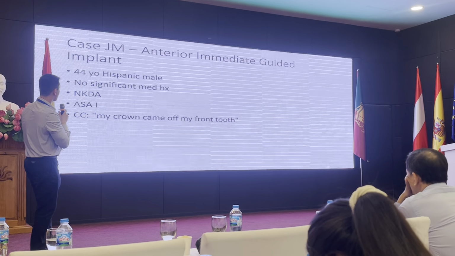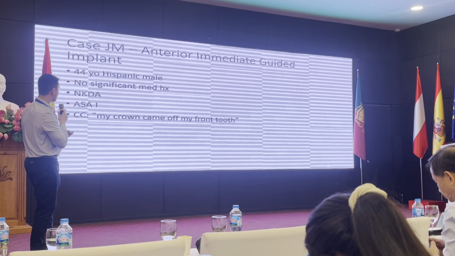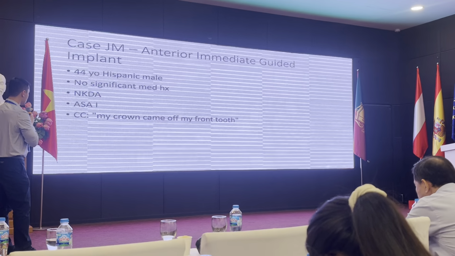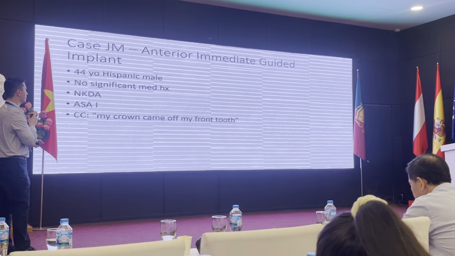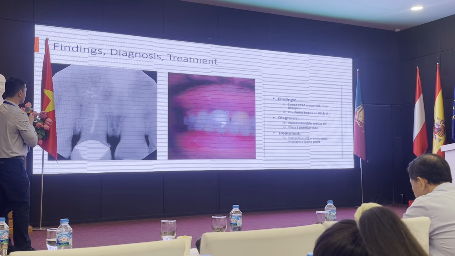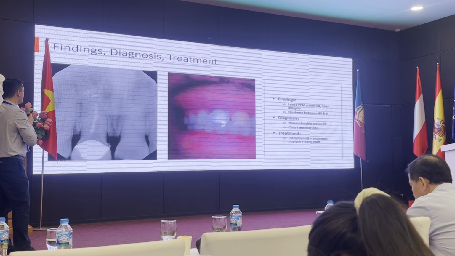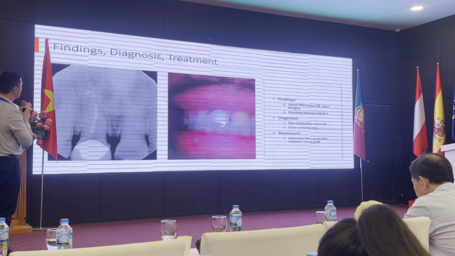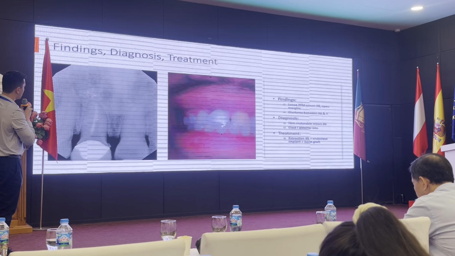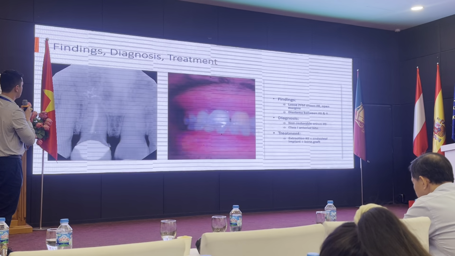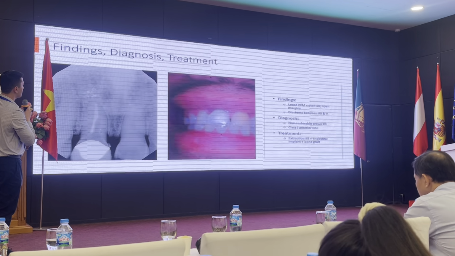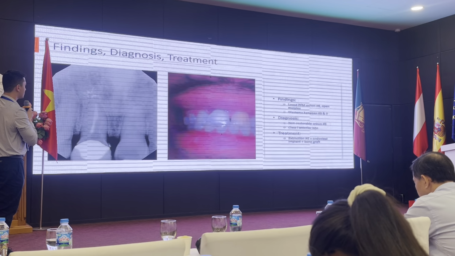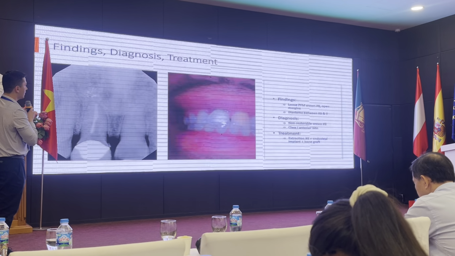This one is for an anterior front tooth. A 44-year-old Hispanic male, no medical history, no allergies, his front crown came off. So another failed endo. If you look closely on the periapical film here, you can see the previous root canal treatment, and there's an empty post space. He must have had a post and core buildup that fell out. It has an old PFM crown, maybe some residual cement here.